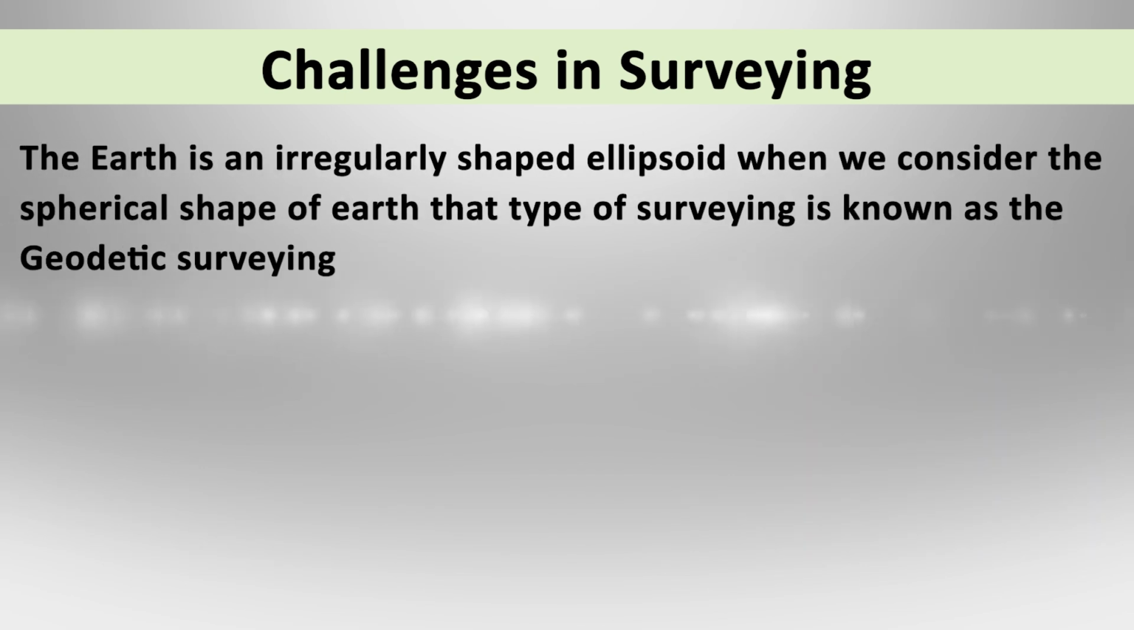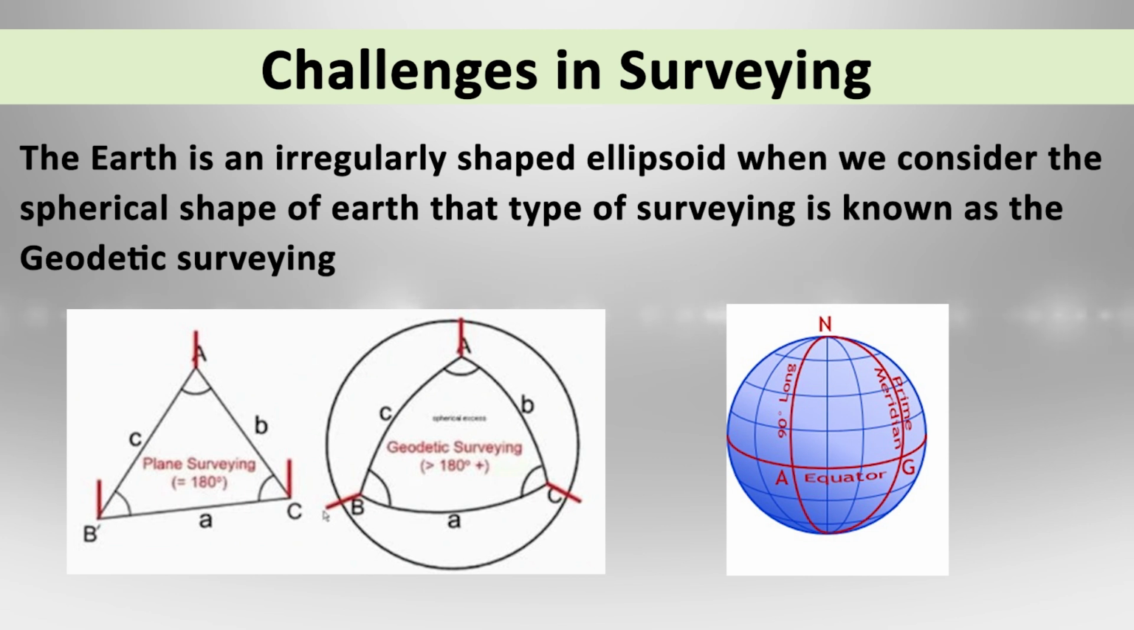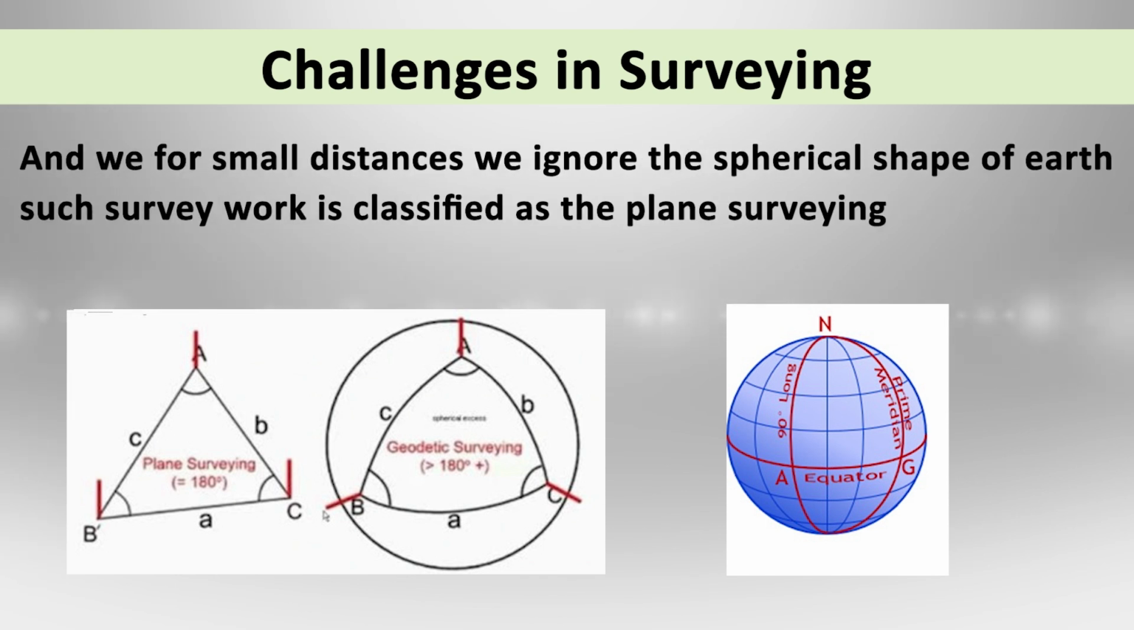As we know, the shape of Earth is irregular and the approximate shape is ellipsoid. When we consider the spherical shape of the Earth at the time of doing surveying, it is known as geodetic surveying, and when the small distance is to be measured, we ignore this spherical shape of Earth. Such work is classified as plane surveying.